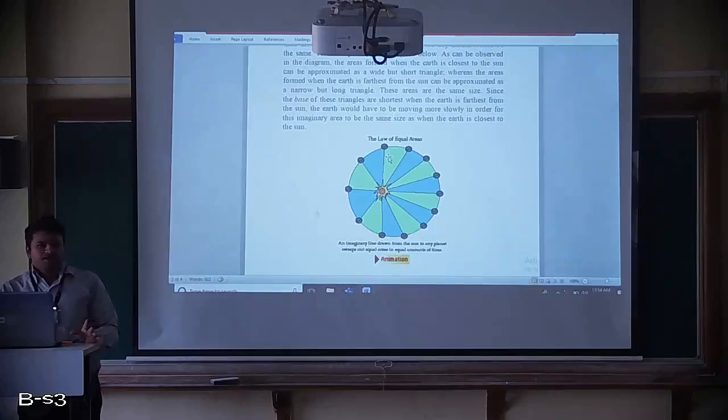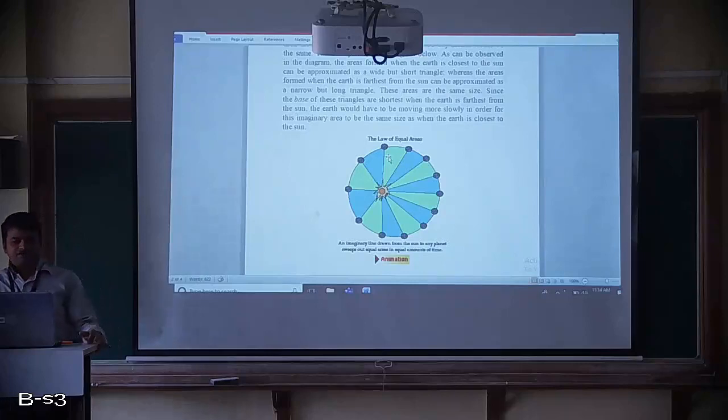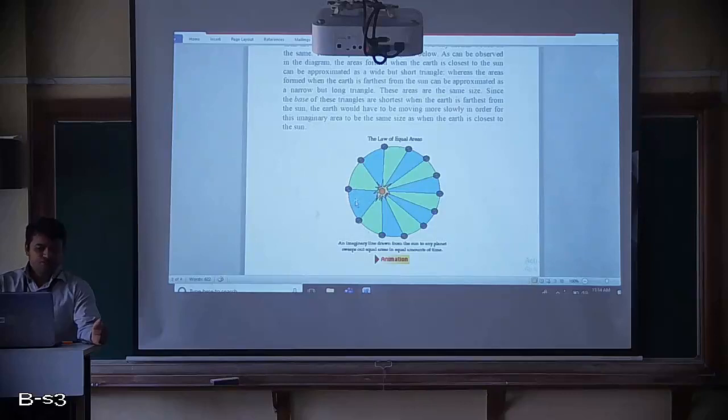So the area swept out by the movement of the planet will remain equal after each interval of time. That is the second law of Kepler, or Kepler's second law. Otherwise, we can call it the law of equal areas. You take any area. For example, here is a small triangle where the base is more compared to the sides. Now take the opposite triangle. Here the sides are bigger and the base is small.